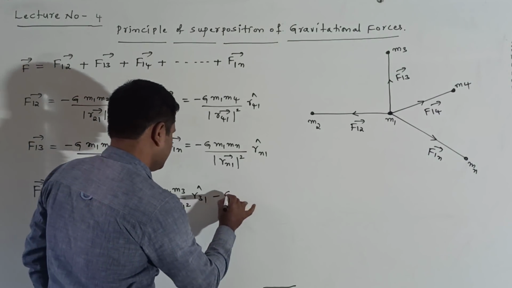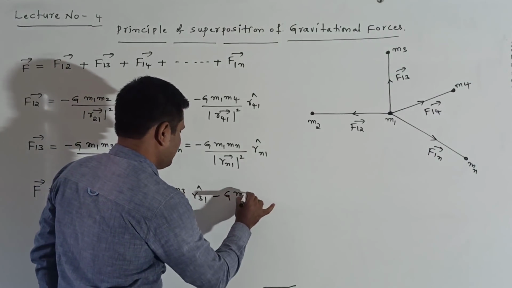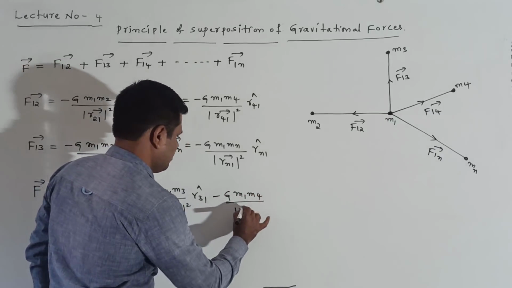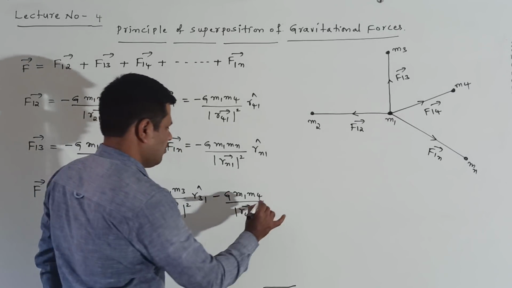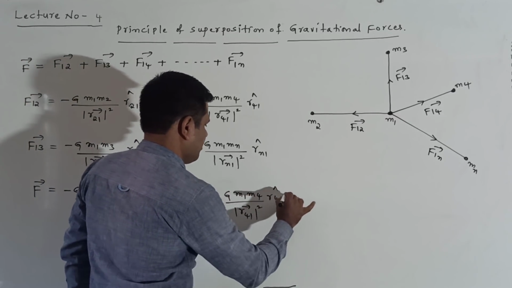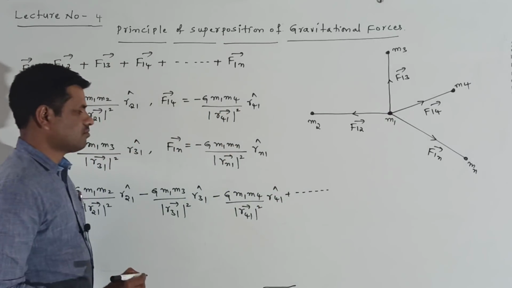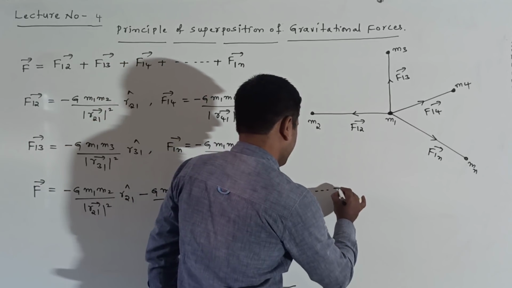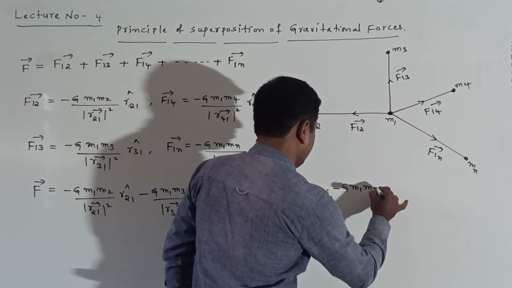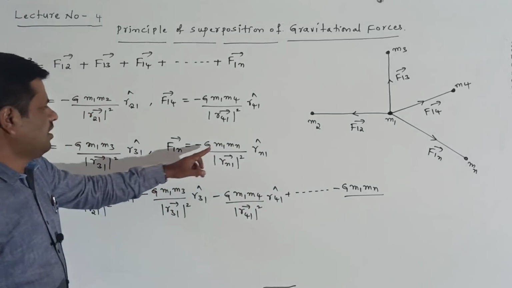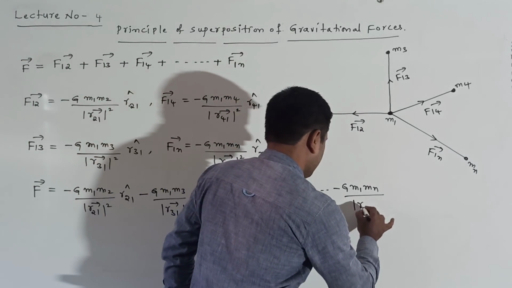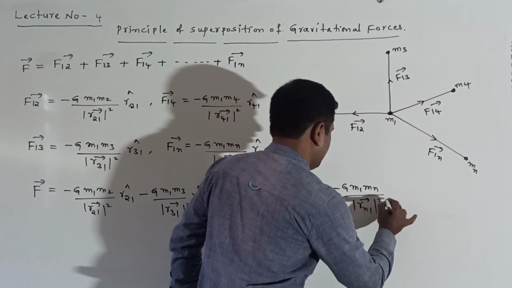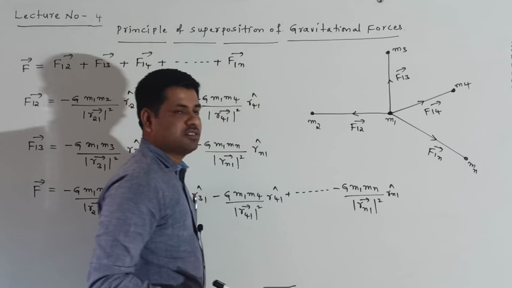Now I am writing here G into m1 m4 by mod of r41 whole square into r41 cap, plus so on. That is, we are getting here minus G m1 mn by mod of rn1 square into rn1 cap. This is the value we are getting.